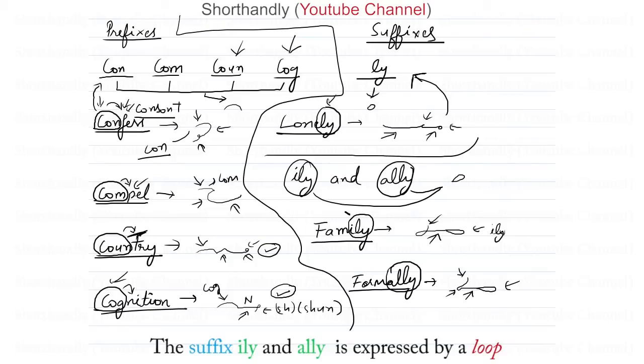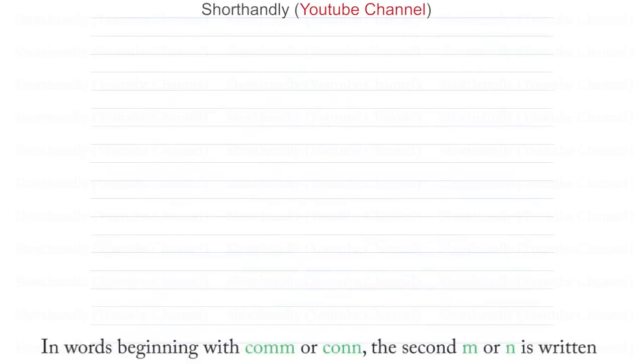We use this K character to represent these four prefixes, and we use this small circle to represent this ly suffix, and we use this loop to represent this ally and illy suffix. Alright, let's read the next statement. It says, in words beginning with com or con, the second M or N is written.